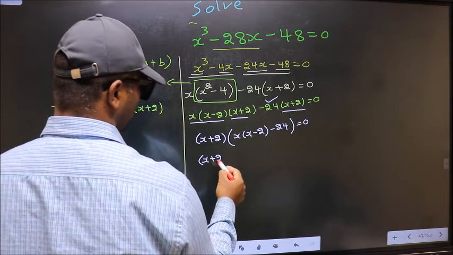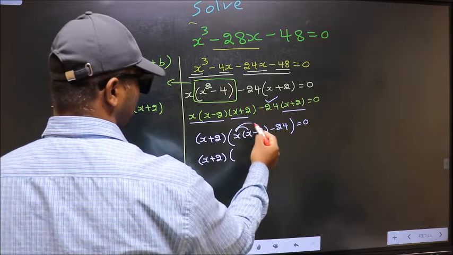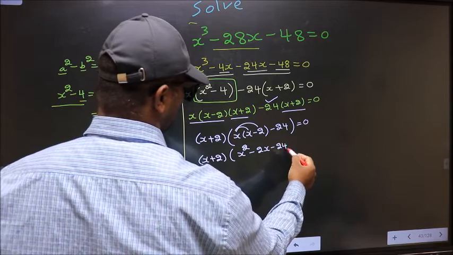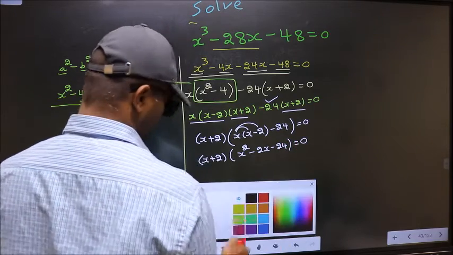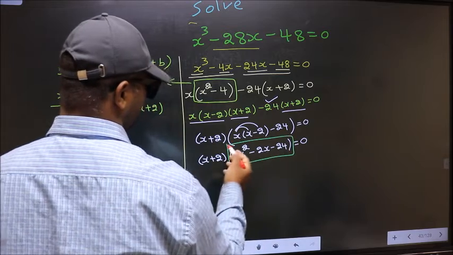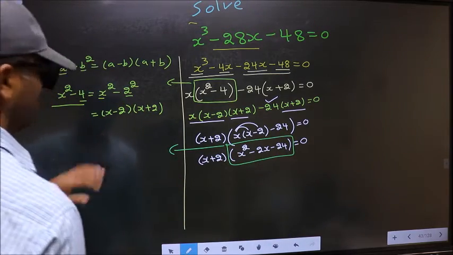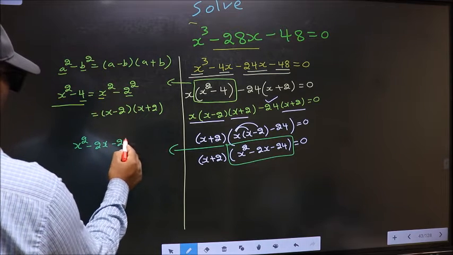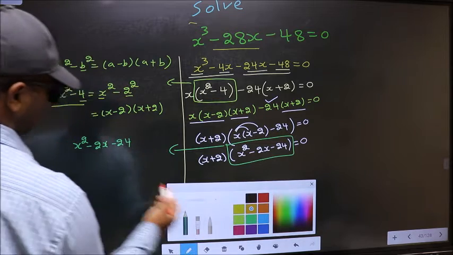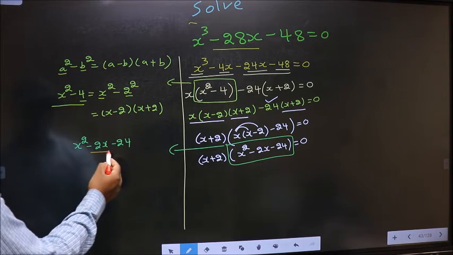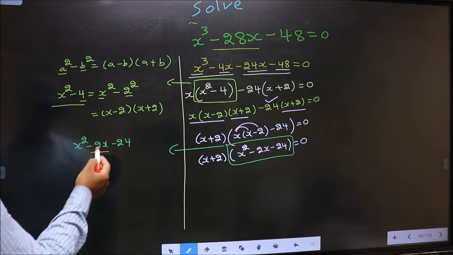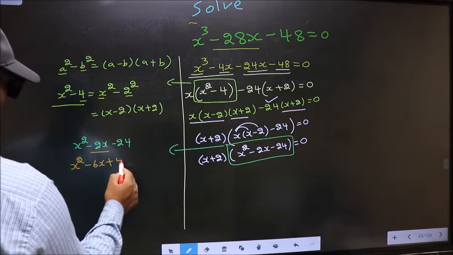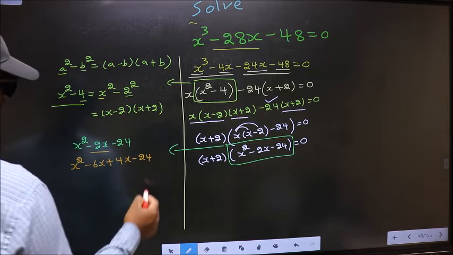Now x plus 2. Now you open up the brackets, you get x square minus 2x minus 24 equal to 0. Now this quadratic I will factorize it here, that is x square minus 2x minus 24. To factorize this, we should split the middle term minus 2x. So in place of minus 2x, now I write minus 6x plus 4x minus 24.